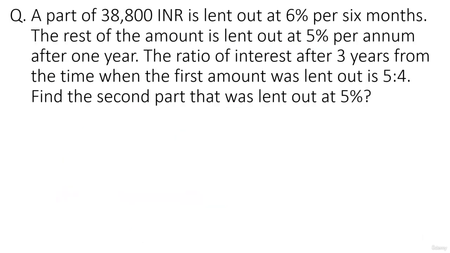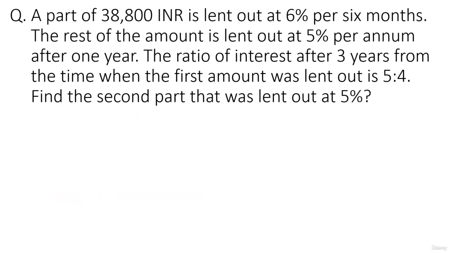A part of 38,800 INR is lent out at 6% per 6 months. If it is 6% per 6 months, that should ring your bells. First of all, it is not given per annum. The rest of the amount is lent out at 5% per annum after 1 year. The ratio of interest after 3 years from the time when the first amount was lent out is 5:4. Find the second part that was lent out at 5%.